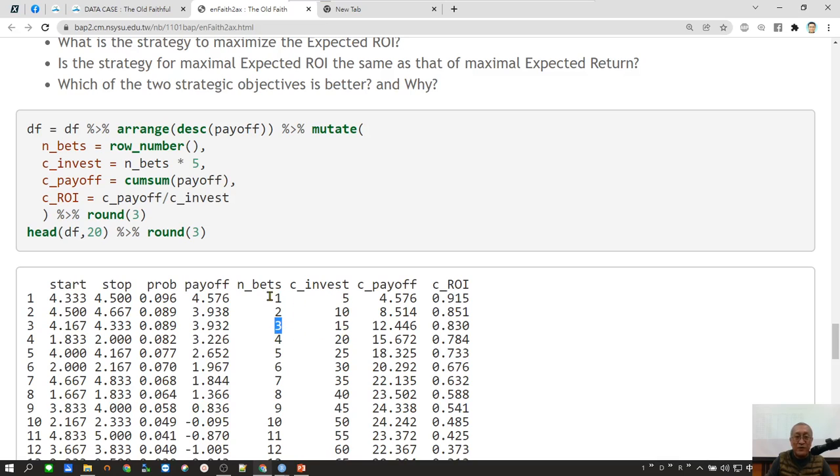So if I place one bet, this is my investment. If I press two bets, I need to invest $10, right? If I press five bets, I'll need to pay 25, right? So this C invest is easy, isn't it? Okay. And that is C payoff. We already calculated the payoff, isn't it? Right? In the last case, we already calculated payoff. And the C payoff is actually the cumulative payoff, right?